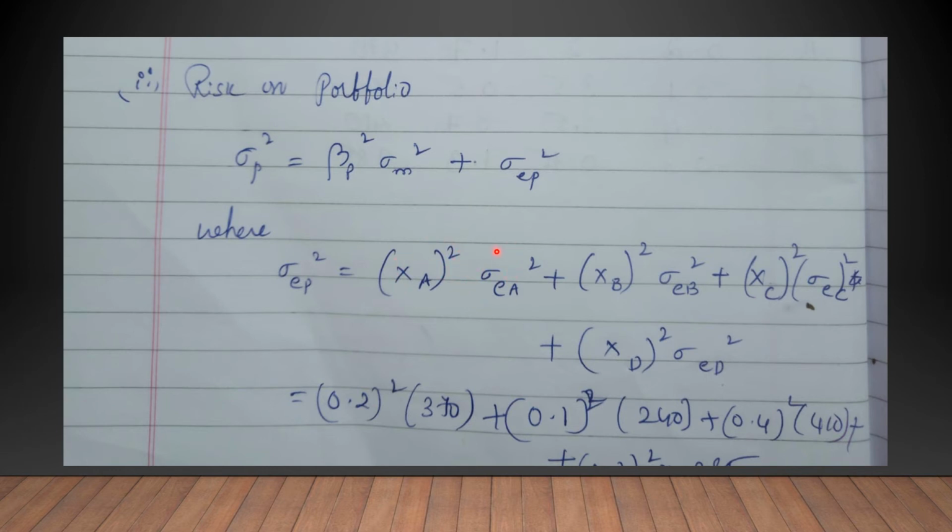So here sigma ep square is nothing but the unsystematic risk, which is unique for the organization, which is unique for the firm. So that should be taken. As the value is given in the question, this is also considered.